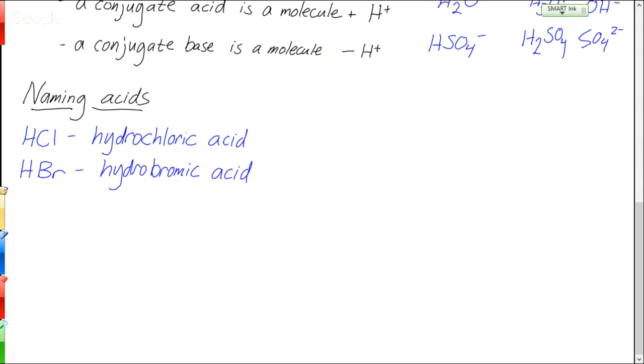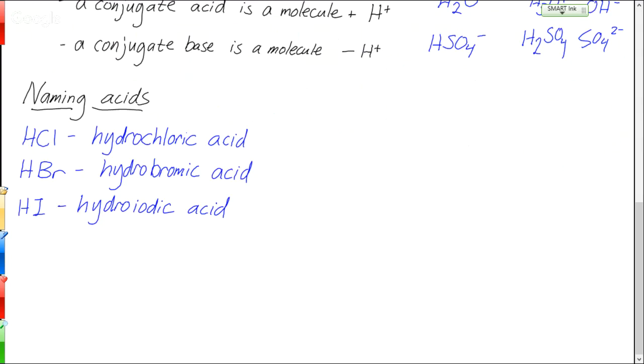What if it was HI? What would you call that one? Yeah, hydroiodic acid. And HF is hydrofluoric acid. So you get the pattern, right? It's kind of the same for all those. So that's when you just have two things: an H and then one other atom. You can call it that.